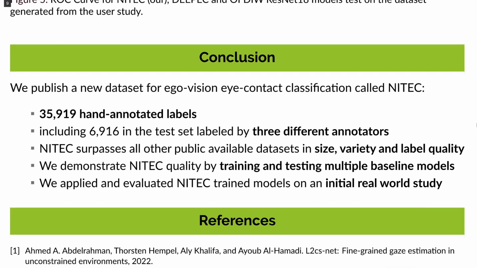In summary, we publish a new dataset for ego-vision eye contact classification called NITEC, with almost 36,000 hand annotated labels, including almost 7,000 in a test set where each sample was labeled by 3 different annotators, providing excellent quality. The dataset surpasses all other publicly available datasets in size, variety, and label quality. And we demonstrate its quality by training and testing multiple baseline models, providing state-of-the-art results. We also conducted an initial real-world study showing that the NITEC model is able to generalize in real-world scenarios.